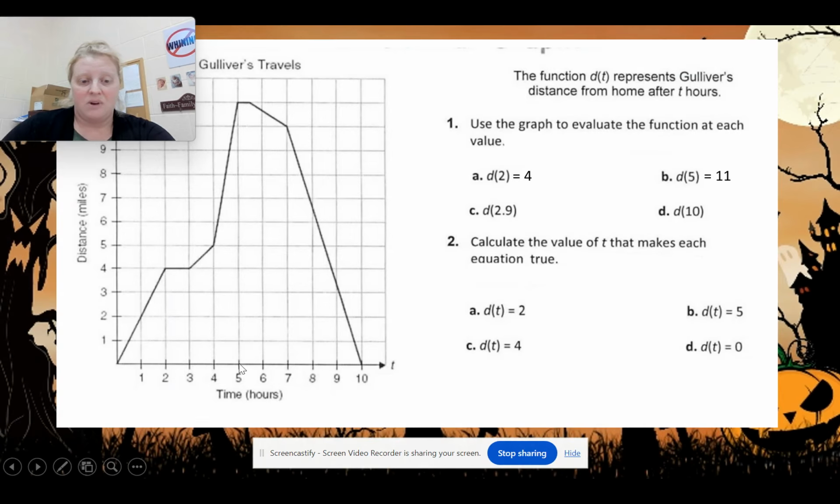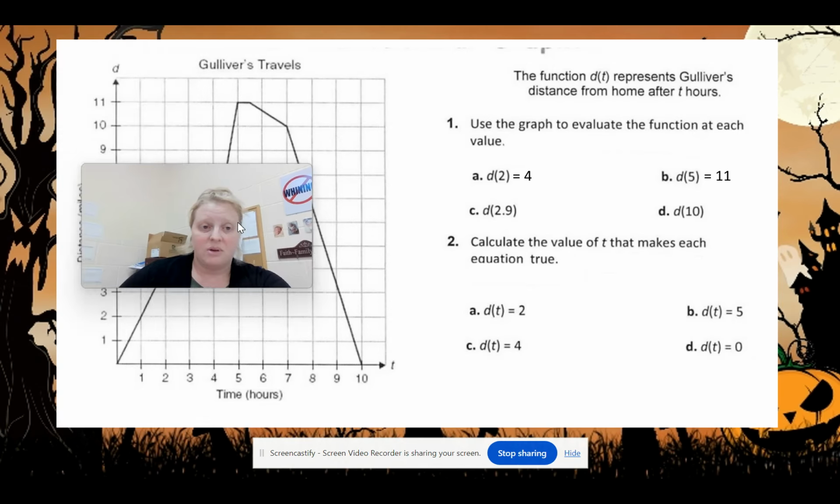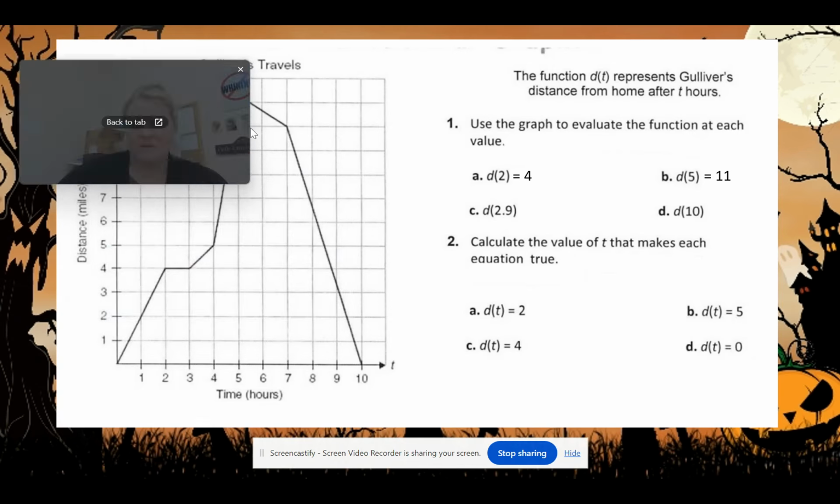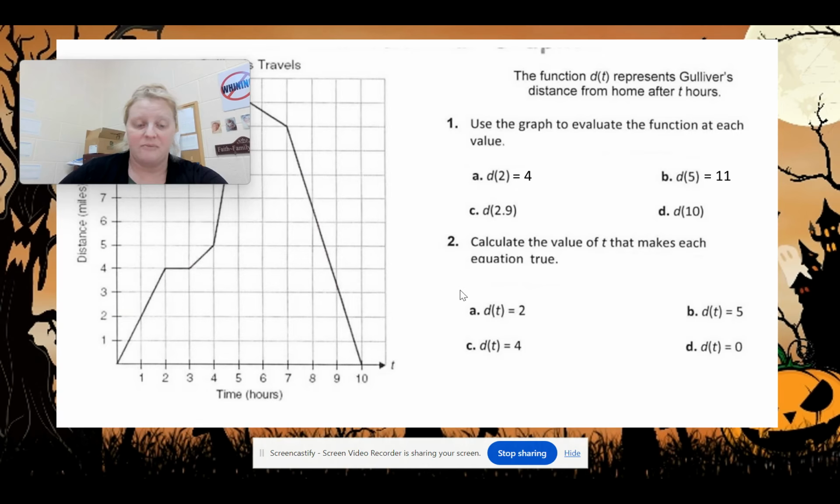All right, we'll do it again here. If you go over to 5 hours and all the way up, you'll be at 11. So d of 5 equals 11. Same thing with the others. If you go to 2.9, somewhere between 2 and 3, really close to 3, and you go up, you're going to have a height of 4. So d of 2.9 is 4 as well. And then last but not least, if you go to 10 on the x-axis, you will be right here, which is a distance of 0. You don't go up at all. So that's just 0.